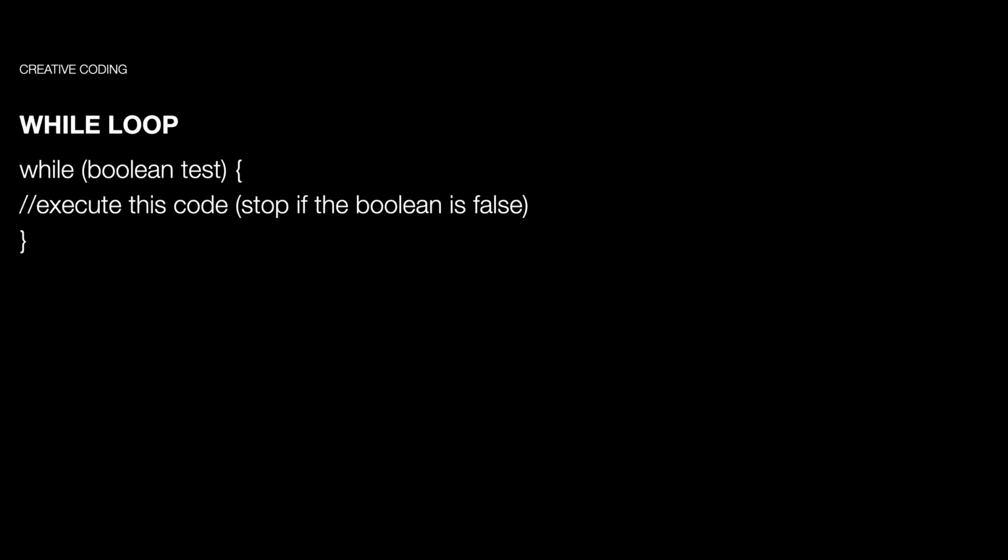One of them is a while loop, which is pretty simple. It works kind of like the if statement. While a certain condition is true, and we have a Boolean test here, a true or false statement, it'll execute the code in the code block, and every time it runs through this, it will check if the Boolean condition is still true, and if it's still true, it'll keep running. If the condition is false, then it's going to stop.